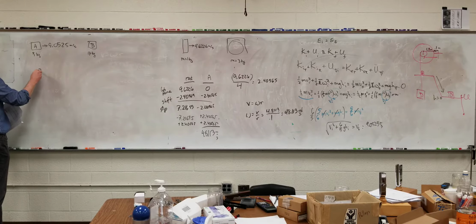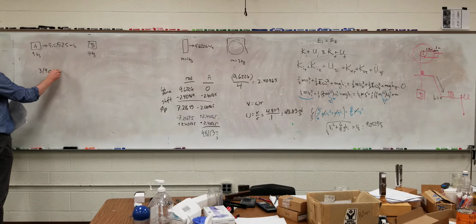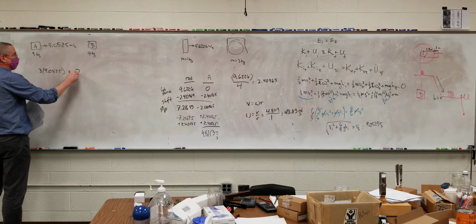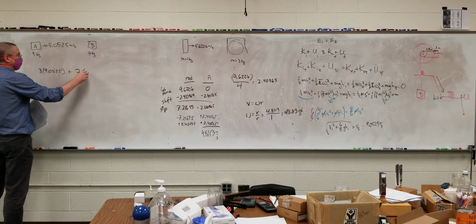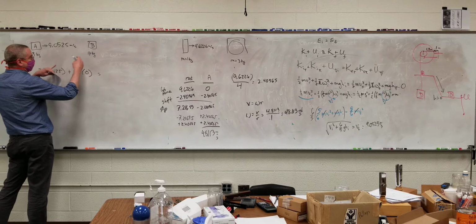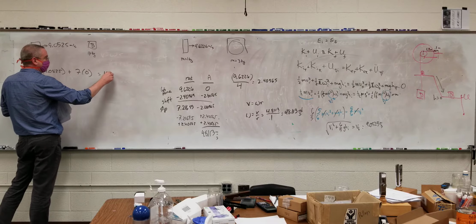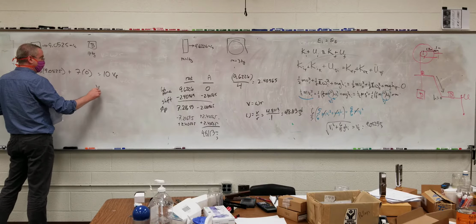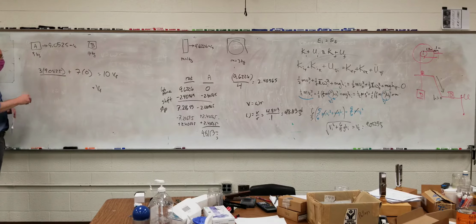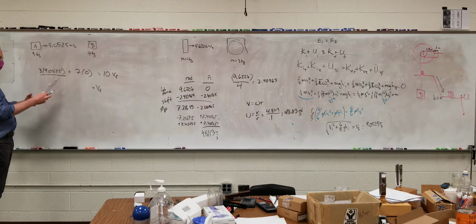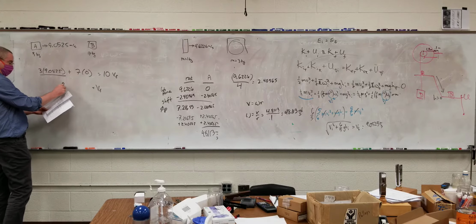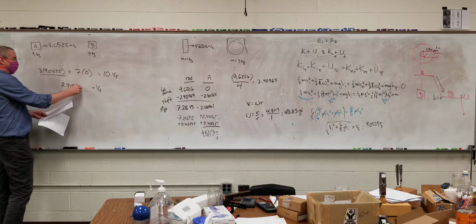So my total momentum is 3 times 9.0525. This is my initial momentum, plus 7 times 0. Initial momentum equals final momentum, which will be the combined mass, because it's perfectly inelastic, 10 times the final speed. So whatever that is, the final speed is 2.7158 meters per second.